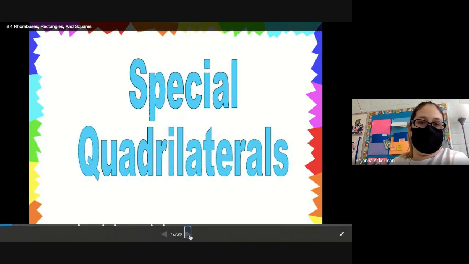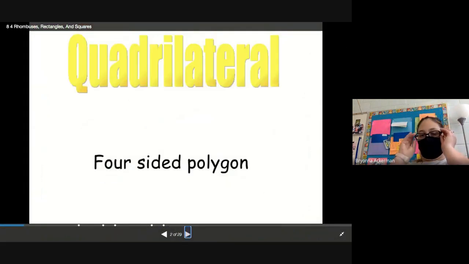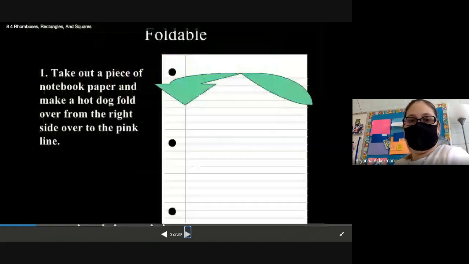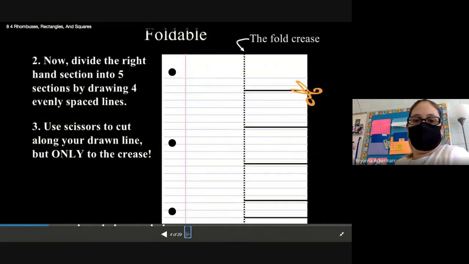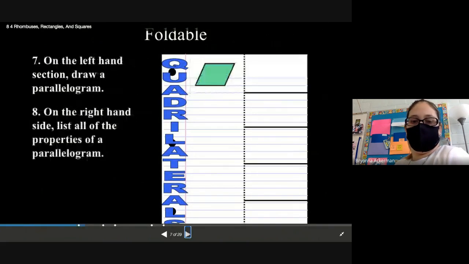Okay, so based off what we've been talking about, we've been talking about quadrilaterals, right? A quadrilateral is just that four-sided polygon. And then within the quadrilateral family, we've got a bunch of other polygons that have special rules, okay? So that's what we've been doing. We're not going to make a foldable, so I'm going to skip the foldable part because we've got a tree diagram instead.